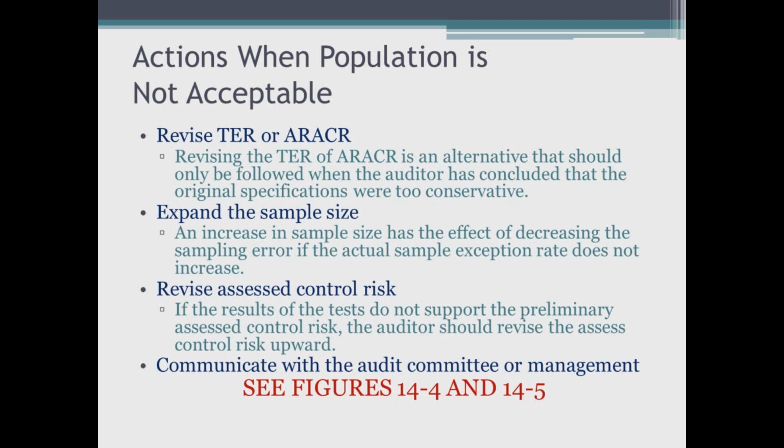And this, again, is auditor judgment in terms of how they respond to exceptions that they find to determine whether or not the population is acceptable. But again, in all cases, you're going to communicate with management and the audit committee, and we just went through figures 14.4 and 14.5 to see how the auditors in the example in the textbook addressed those exceptions that they found, and you saw that they expanded their audit procedures.